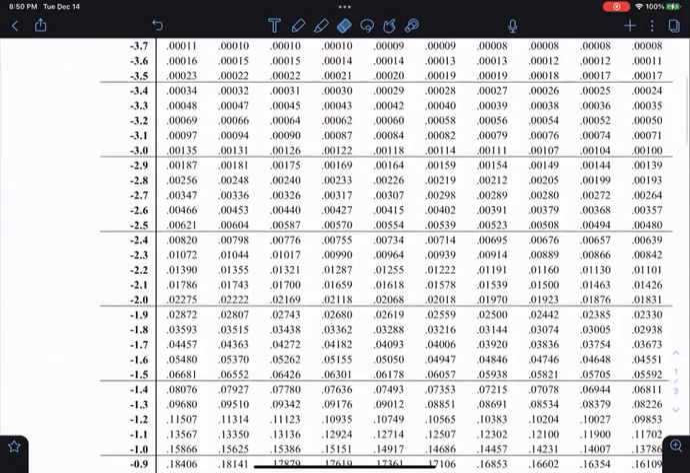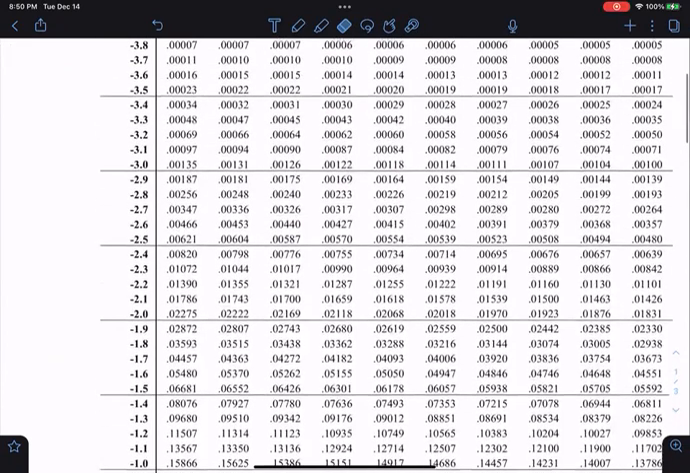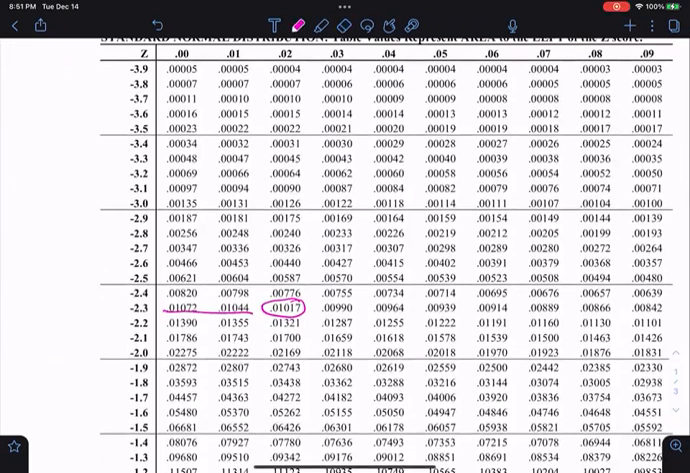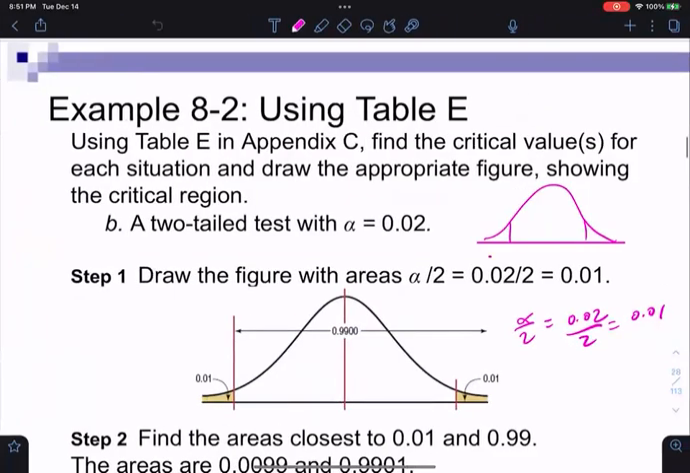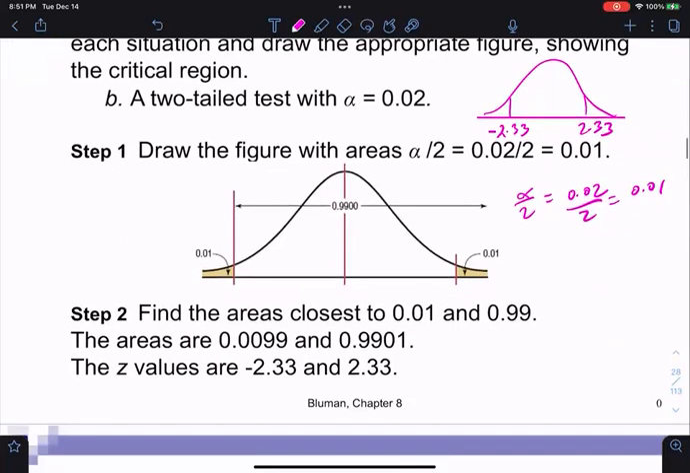0.01 is around here. Let's see, what is it? That's here, so that's negative 2.33, or negative 2.32. So negative 2.33 and 2.33, because of the symmetry, remember? They should be the same. Okay?